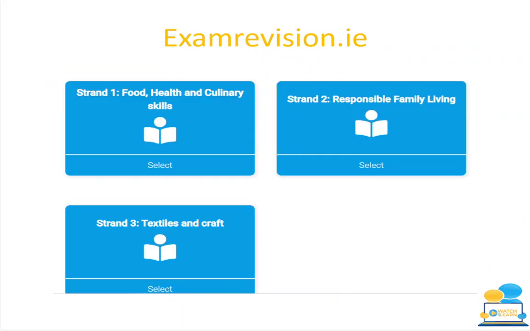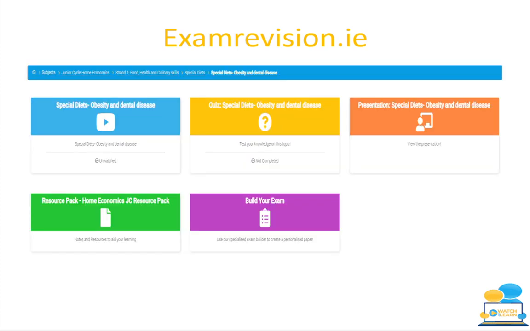The exam revision section for home ec is divided into three key areas, our three strands. Strand 1 is food, health and culinary skills, which is where today's topic came from. Strand 2 is responsible family living, and strand 3 is textiles and craft. This is what it looks like when you go into a special diet. If you were looking at obesity and dental disease, you would have the video, the PowerPoint presentation, and the quiz, and you could build your own exam.